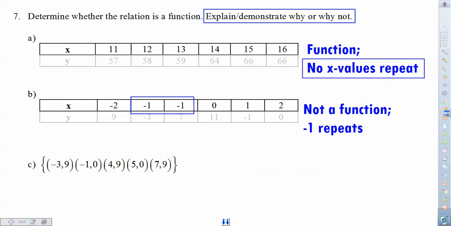All right, great. Now what about that C right there? Just written a little bit differently. Just remember, if we're only focused on the x values there, can you find the x values when it's written this way? Sure, not a problem. You look at those, -3, -1, 4, 5, 7, no repeats. So guess what? Function.